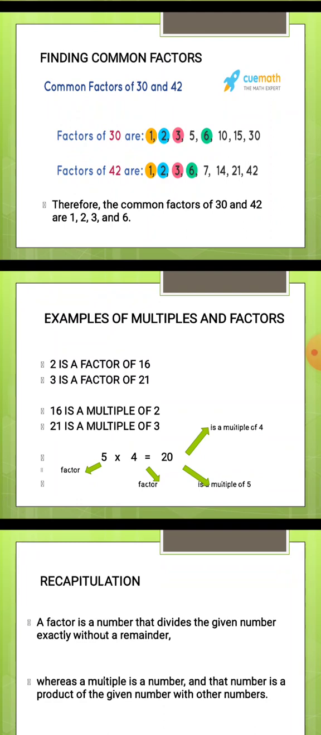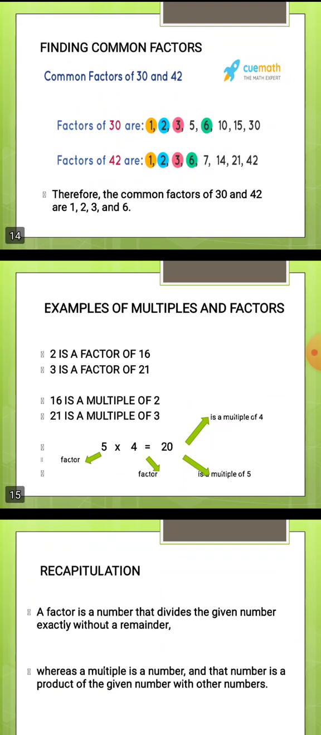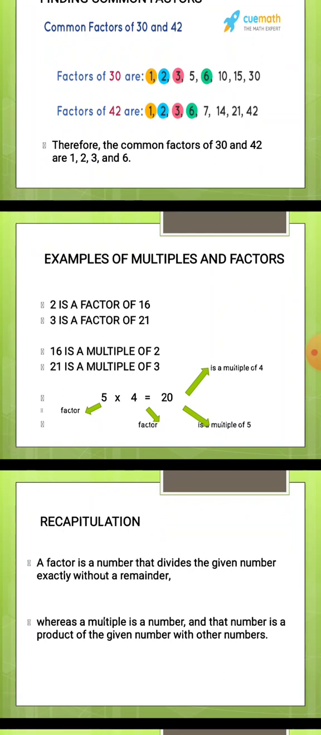Okay. Same here, when we are finding the factors of 42, you can see 1 is the smallest factor and 42, the number itself, is the greatest factor. So 42 is divisible by 1, 42 is divisible by 2, 42 is divisible by 3, 42 is divisible by 6, 42 is divisible by 7, 42 is divisible by 14, 42 is divisible by 21 and 42 is divisible by 42.